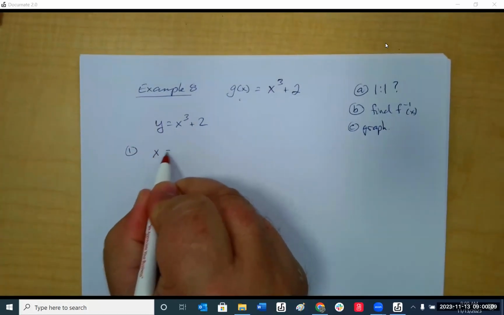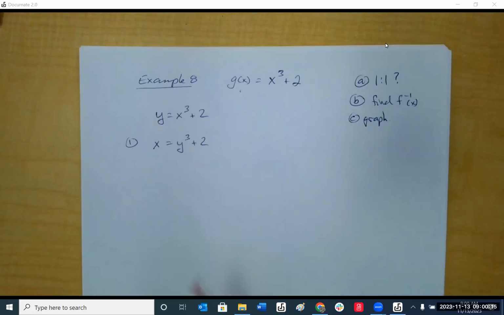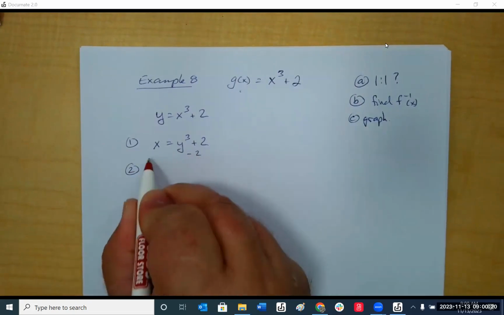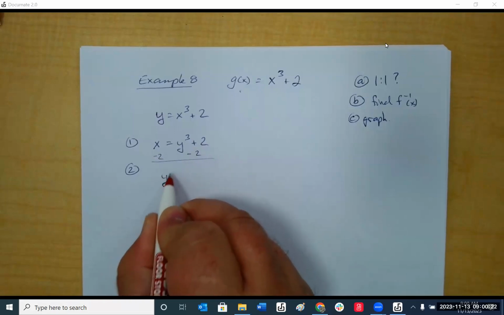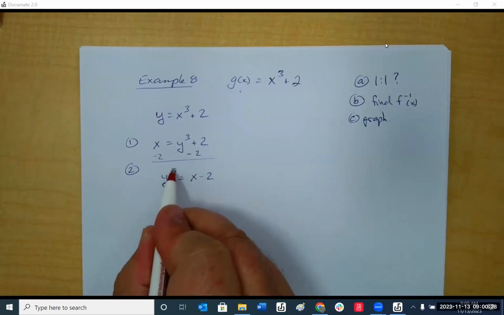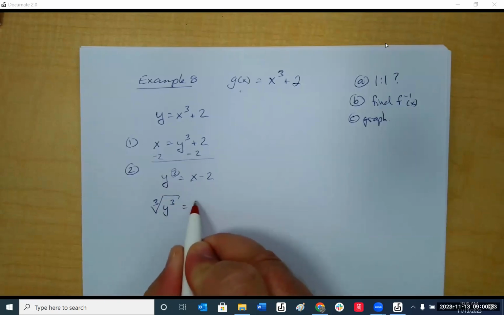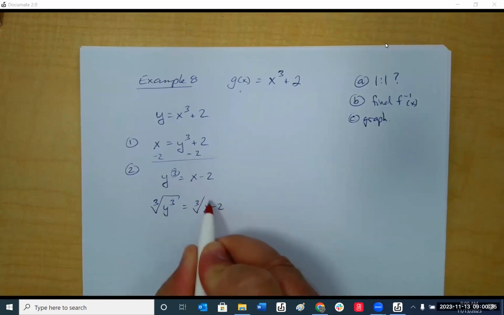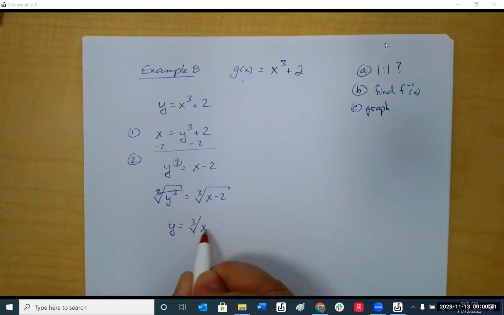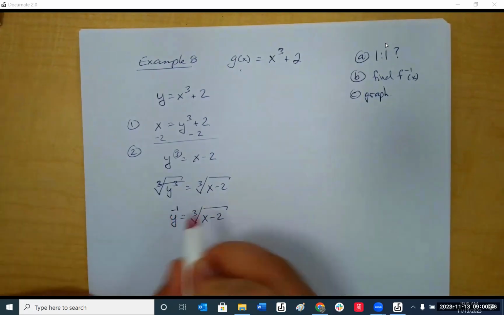Step 1, switch x and y. And then solve for y. Because that's a cube, I've got to take the cube root of both sides. So this is my inverse.